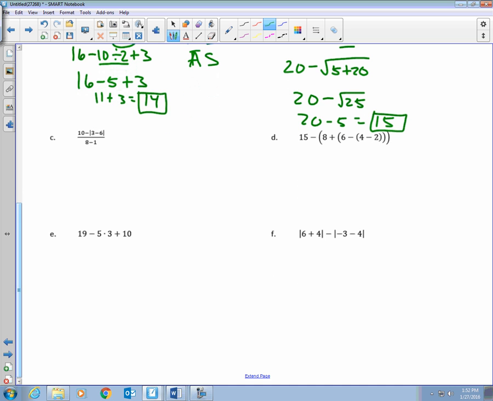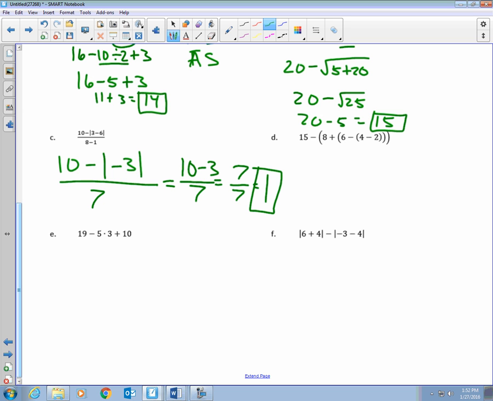Absolute values are also like parentheses, and so are division symbols. So you're going to do the top separate from the bottom. So what should I do first in the top? Yep, so minus 3 minus 6 is, if you want to just do the bottom right now, you sure can. So we did it separately. The absolute value of negative 3, 3, so I have 10 minus 3 over 7. 7 over 7 is 1. In your assignment, I can't guarantee that they all come up to be integers. How about D? Which part do you do first?